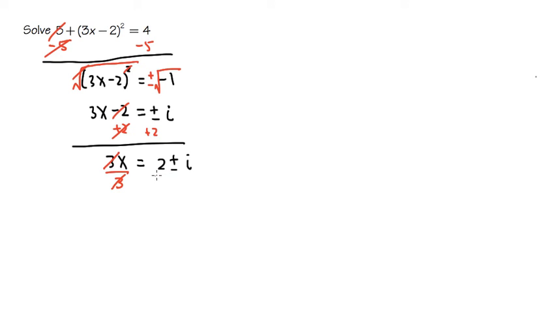We will also have to divide the right hand side by 3, so do it like this. And there's nothing that we can simplify. We will just finish this out by writing down this as x equals 2 plus minus i all over 3 on the bottom, just like this. And this is it.